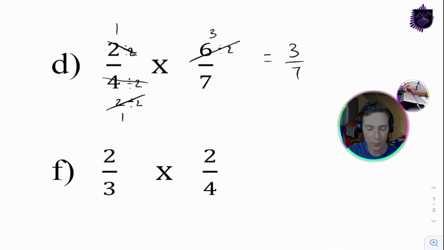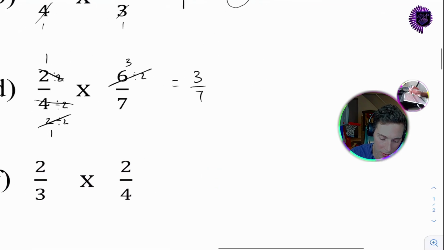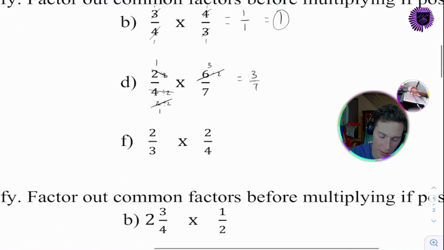So why don't we do this one? Nah, let's not. We'll just leave it there. 3/7. That's our answer. 2 times 6 is 12. 4 times 7 is 28. 2 times 6 is 12. 12/28. Common factor.